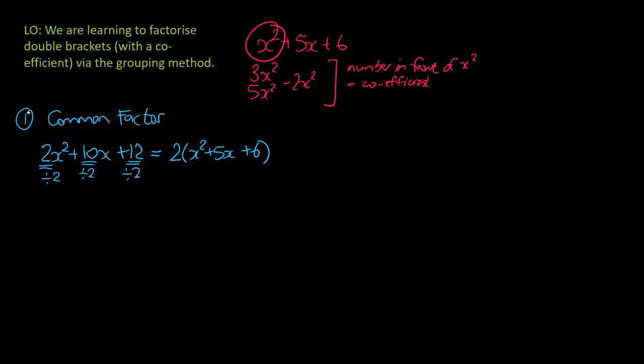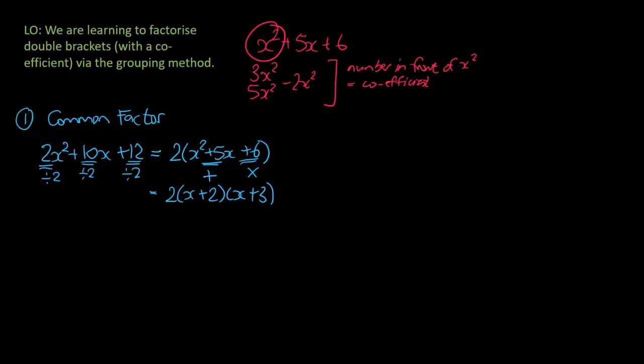And what I want to emphasize is that what's left over in the middle is just a regular quadratic with an x squared. And we then go through our process. Well, what two numbers add to 5 and multiply to 6? And hopefully you're thinking 2 and 3. So when you factorize this, you're going to get 2 times x plus 2 and then x plus 3. So you're taking out that common factor before you do anything.